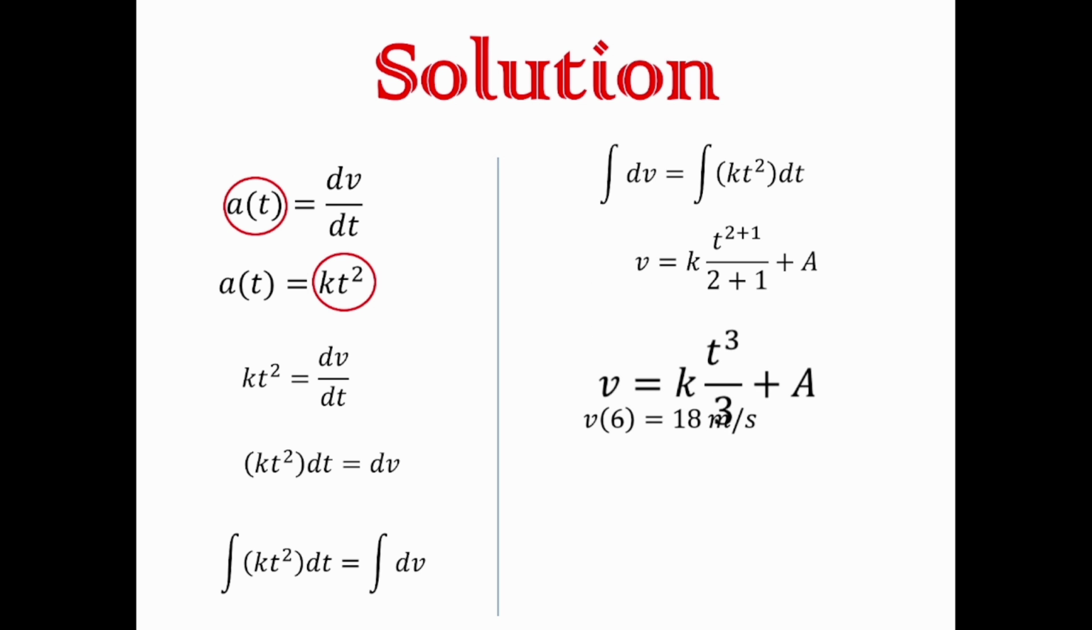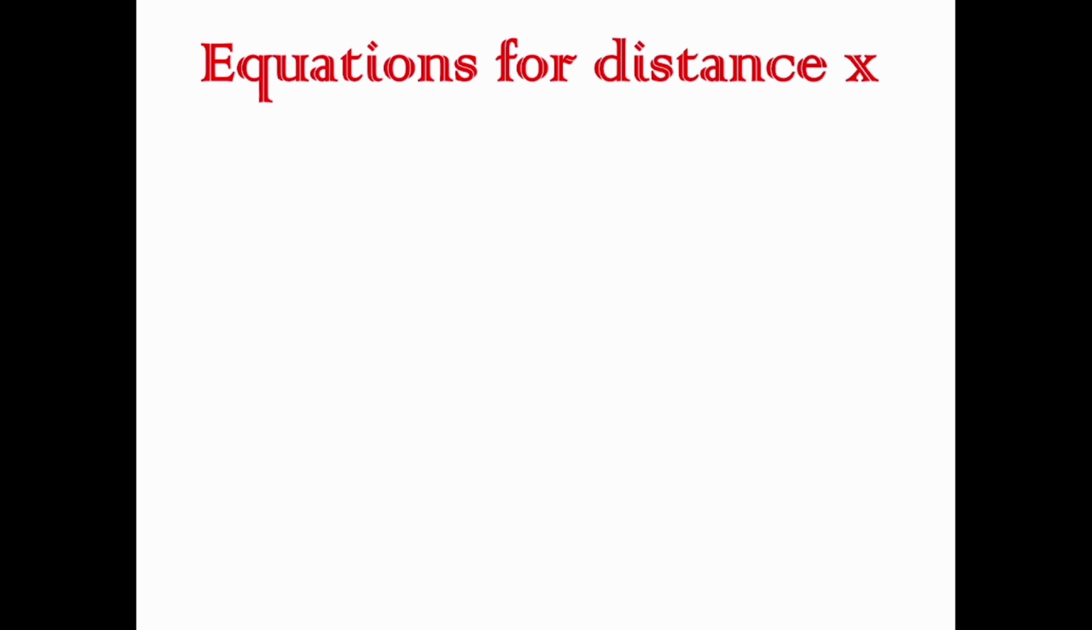Now, considering the boundary condition that was given to us, v(6) is equal to 18. If we choose to put this boundary condition into this equation, you see that we have two unknowns, k and a. So it's not the best time to introduce this condition, v(6) equal to 18 meters per second, into the equation for velocity.